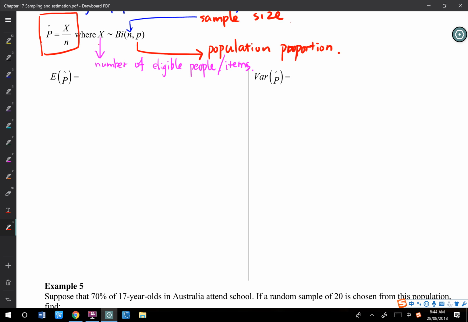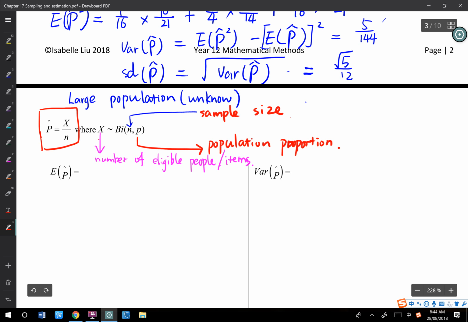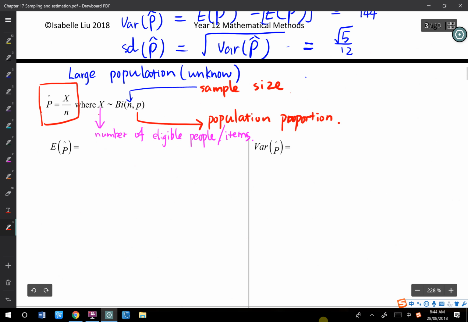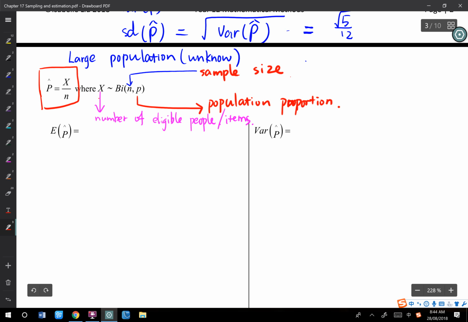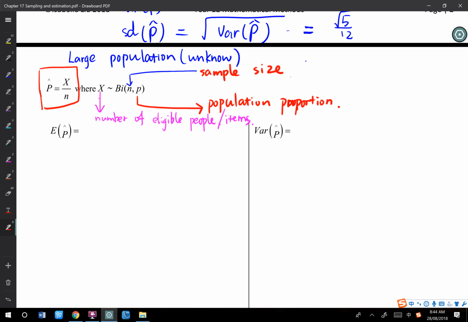Let's say that's a new way compared to yesterday's work. Instead of NCR, we use binomial to work out our probability. But what we're focusing on is still the number of successes. Can you see yesterday what we focused on was the number of red balls we pick, 0, 1, 2, 3. We used that number to calculate the probability. So today we use the same thing. What can X equal, and what's the probability of getting that X? And that's the probability of getting that proportion.